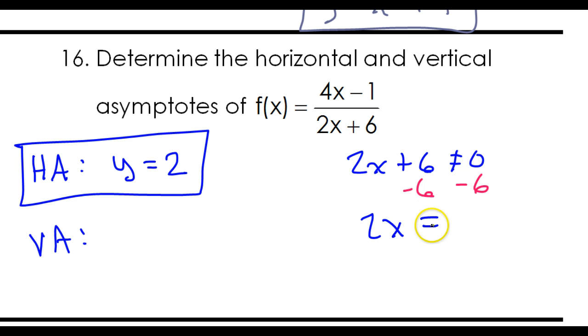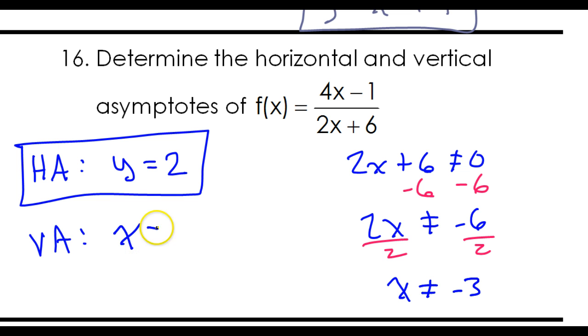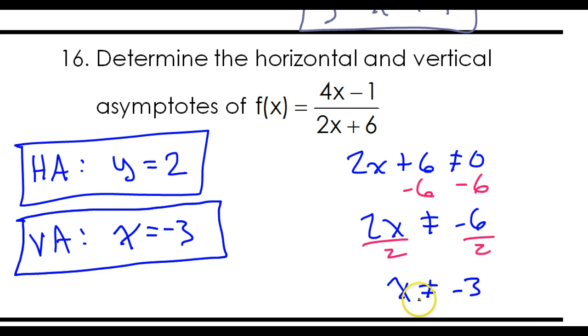gives me that 2x cannot equal negative 6. Dividing by 2 on both sides gives me that x cannot equal negative 3. That's why the vertical asymptote is going to be x equals negative 3. Alright, because it's always going to be the value that would cause the function to be undefined. So that's it. That's how you do that.